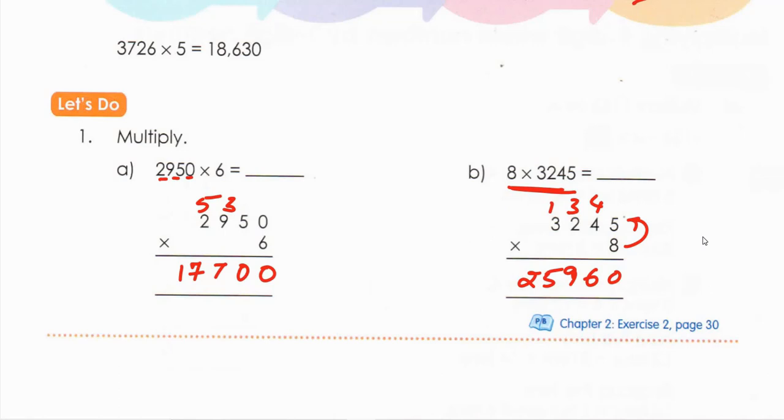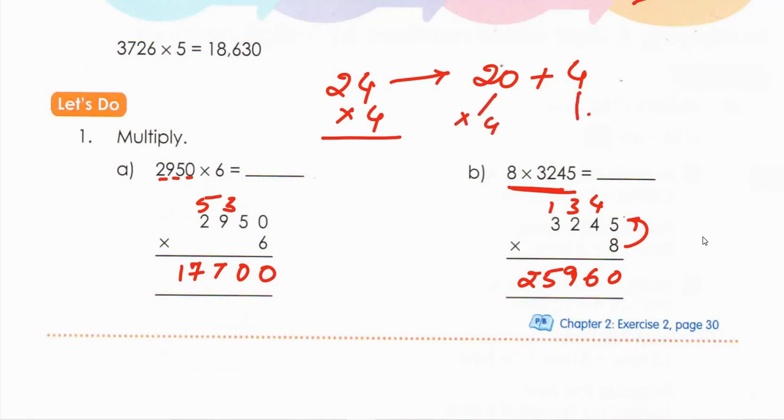Example, I'll tell you here. Suppose you have 24 into 4. 24 into 4 can be written as 20 plus 4. Now this is into 4, this is again into 4. So we know that 4 2s are 8. So it becomes 80 plus 4 4s are 16. That is nothing but 96.